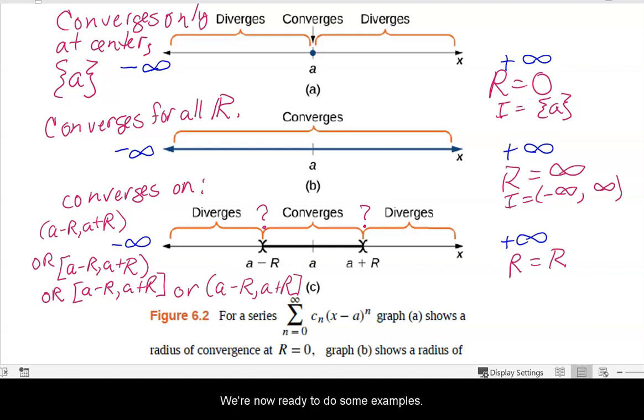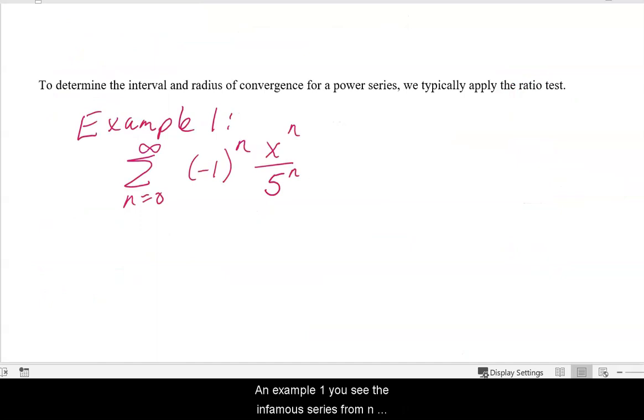We're now ready to do some examples. In example 1, you see the infinite series from n equals 0 to infinity of negative 1 to the n times x to the n divided by 5 to the n. To find the interval and radius of convergence for a power series, we typically apply the ratio test. On occasion, we apply the root test, but I would say that most of the time it's the ratio test. However, the ratio and root test are the basic ones that we do use to prove convergence.